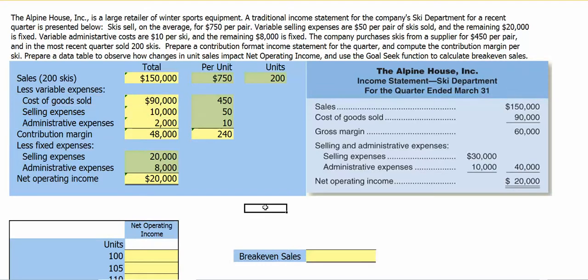Let's go ahead and build a data table that shows us what our net operating income would be at various levels of unit sales. Currently, we have 200 units. If this were, say, 100 units, our net operating income turns to a $4,000 loss. If we had 105 units, our net operating loss would be $2,800. And our goal is to build a data table which will show us how our net operating income changes for a variety of levels of sales.